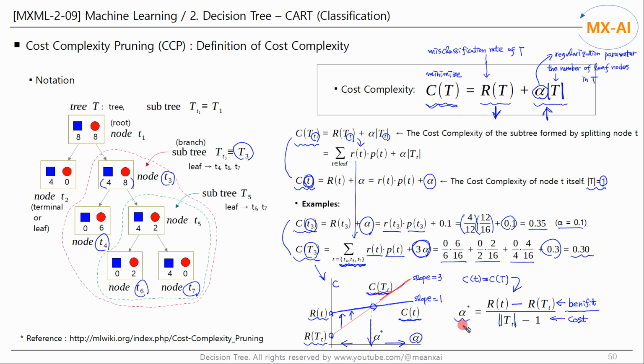If the alpha star value is small, it means the benefit is small compared to the cost. In other words, the split is not efficient. On the other hand, if the alpha star value is large, it means we achieve a large benefit with relatively low cost. So the split is effective. Therefore, splits with small alpha star values are considered inefficient, and those nodes are pruned to avoid unnecessary model complexity. This is the core idea behind cost complexity pruning.